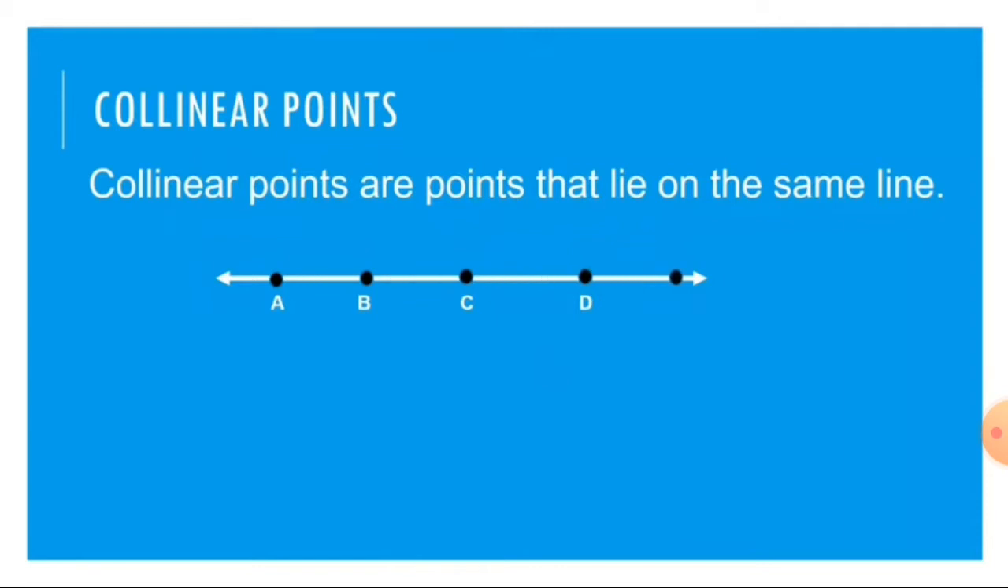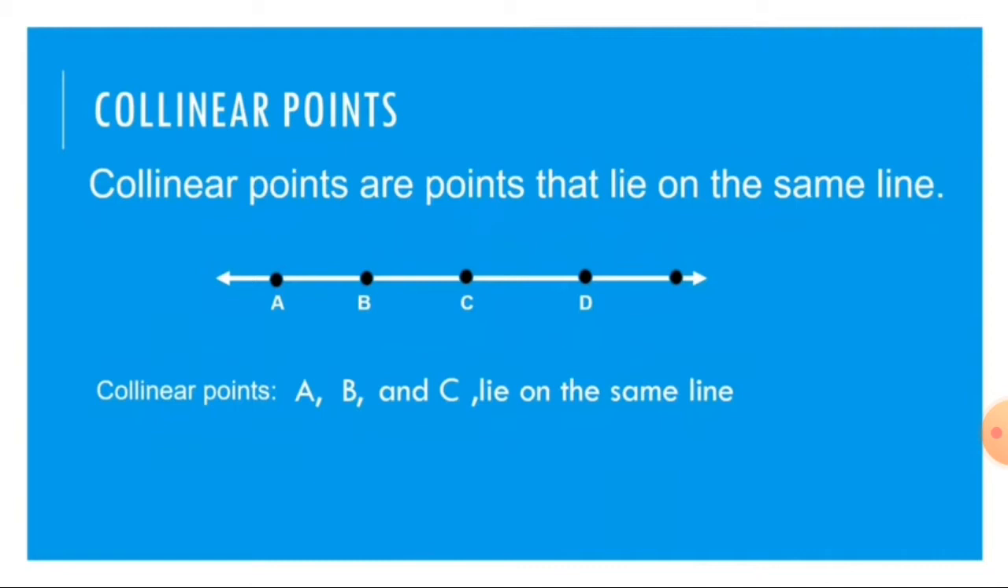Okay, mapapansin niyo, kahit nag-move si point A sa right direction, nagpupol pa rin siya sa isang line. Dinaanan niya si B, si C, at si D. And that's what we call collinear points. Consider that I'll choose point A, point B, point C. They lie on the same line. Hence, point A, point B, and point C are examples of collinear points.